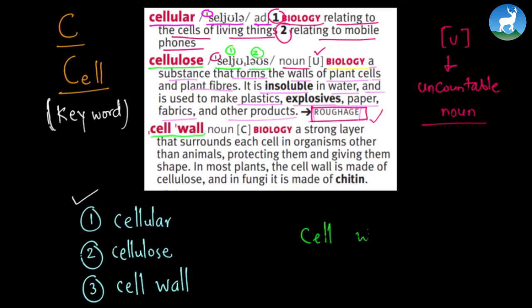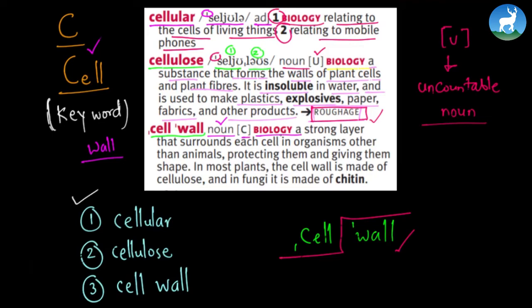Cell wall, in fact, these are 2 different words. Stress falls on the second word, cell wall. So what is the meaning? First of all, the form: it's a noun. The pronunciation is not given because we already know how to pronounce the word cell. You can go to the word cell, and for wall, you can go to the word wall and find out the pronunciation. It is a countable noun. You can actually count the cell walls, but you cannot count cellulose.